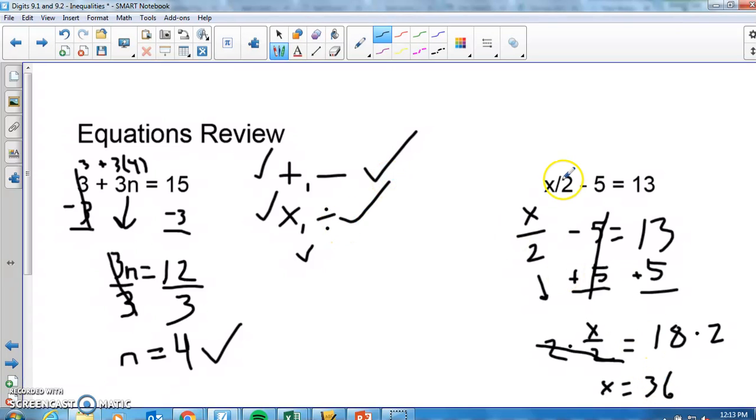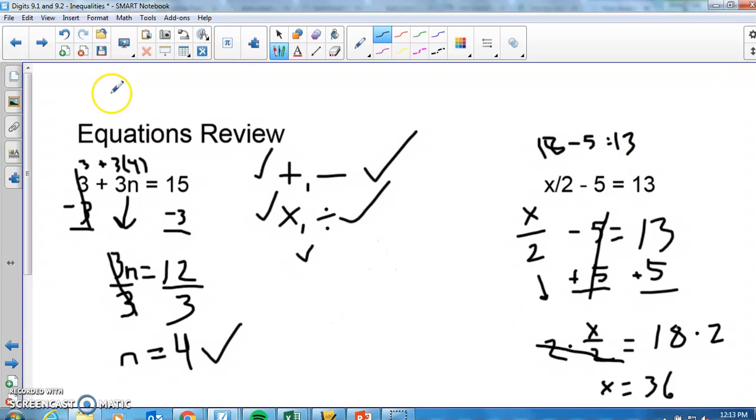I can check my work now. 36 divided by 2 is 18 if I substitute that 36 for x. 18 minus 5 is 13, so that proves to me that we solved the equation successfully.